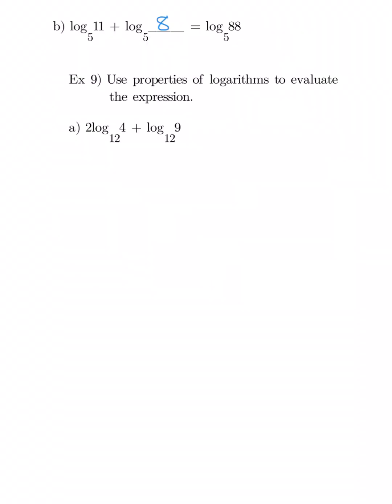We're going to use the properties of logarithms to evaluate the expression. And the word evaluate means you need to have a numerical answer. On our first problem, we have 2 times the log base 12 of 4 plus the log base 12 of 9. On that very first term, we have a coefficient. And our logarithm property says that a coefficient started as an exponent. So the first term gets rewritten as log base 12 of 4 squared. We're going to leave the second term alone right now.